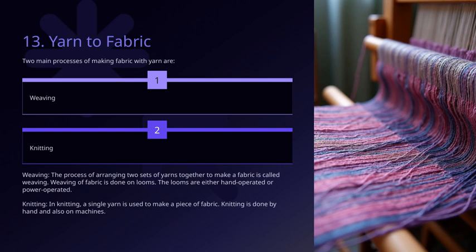On the other hand, knitting uses a single yarn to create fabric. It's a more flexible and stretchable process, and it can be done by hand or with knitting machines. Knitted fabrics are often softer and more elastic, making them ideal for clothing like sweaters and t-shirts. Both processes are essential in fabric production and connect to our overall theme of understanding how raw yarns are transformed into the textiles we use daily.